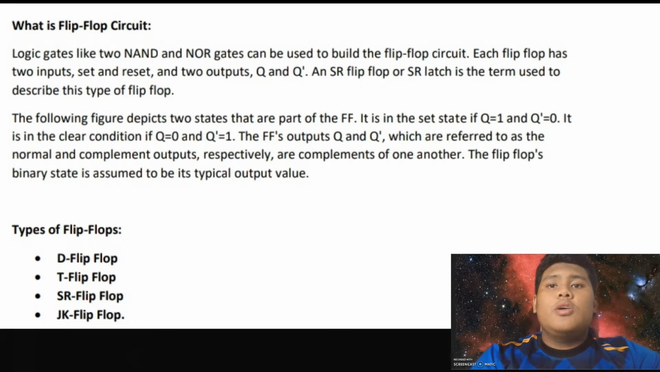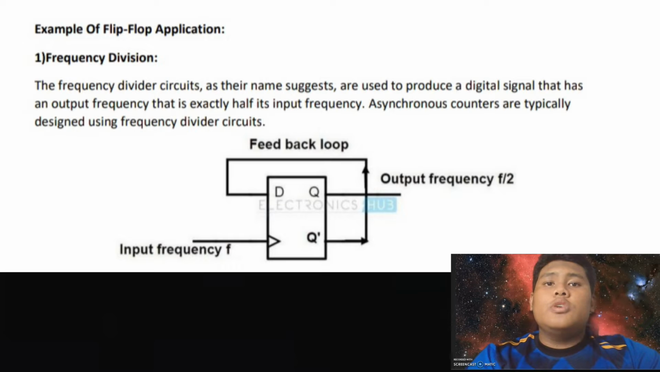There are four types of flip-flop circuit. First of all is the D flip-flop. The second one is the T flip-flop, the third one is the SR flip-flop, and the last one is the JK flip-flop. So we move to the explanation of flip-flop applications.